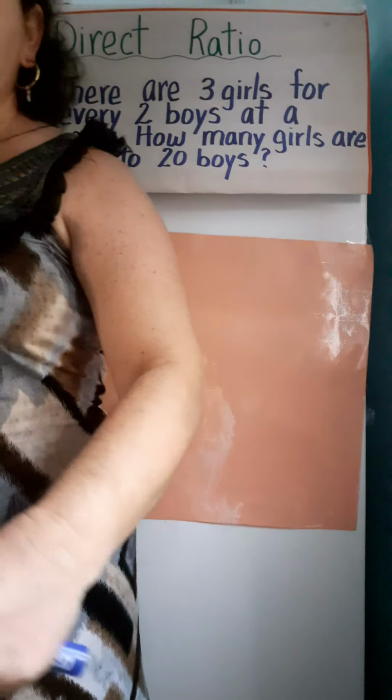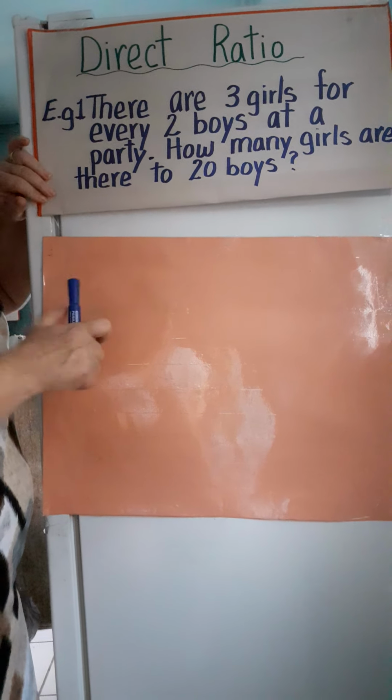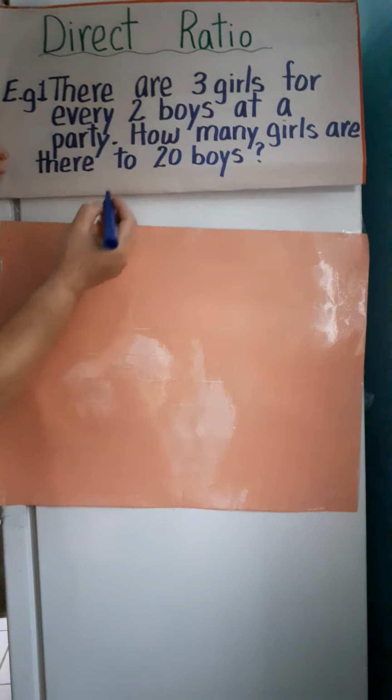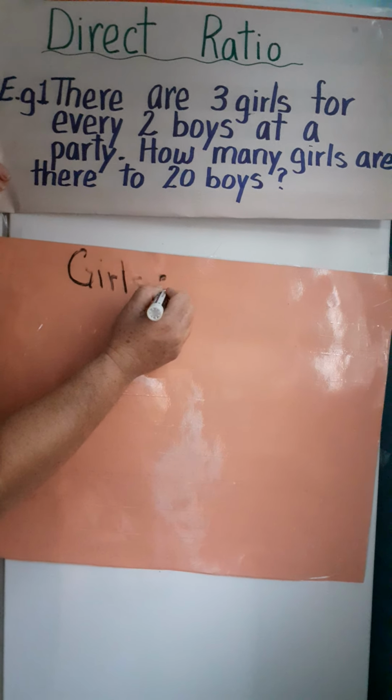Alright, now let's look at this. Example 1. There are 3 girls for every 2 boys at a party. How many girls are there to 20 boys? Okay, look at the problem. Now, there are two things that this problem is talking about. It is talking about girls and boys. Okay, so we write that. We say girls. We write that as a ratio. Okay, girls to boys.